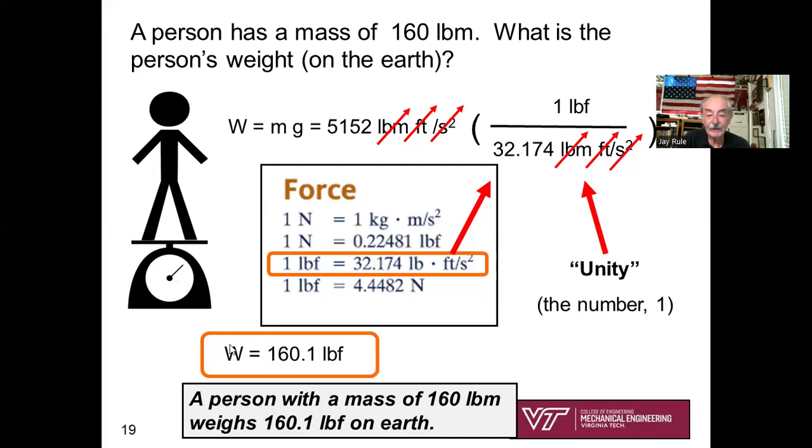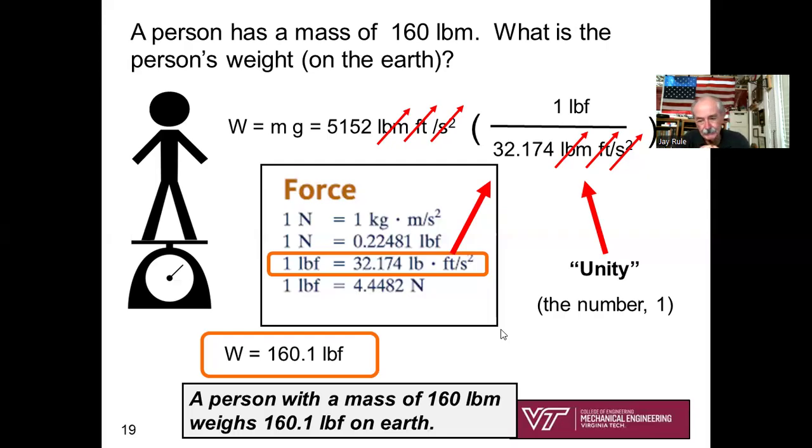Okay. So anyway, we do our calculator work, 5152 divided by 32.174. We've got our units straight. And so our answer is the person weighs 160.1 pounds force. In my sentence, I'm going to say a person with a mass of 160 pounds mass weighs 160.1 pounds force on the Earth.